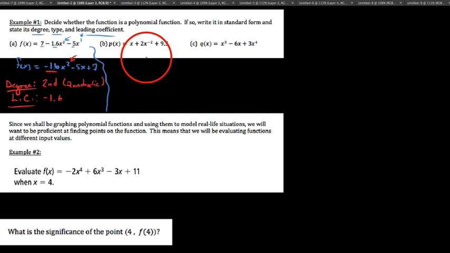So looking at this next one here, is it a polynomial? Well, I'll tell you right now, it is not a polynomial. And a couple things here. When you have a negative exponent, x to the negative 2 is the same thing as 1 over x to the positive 2.